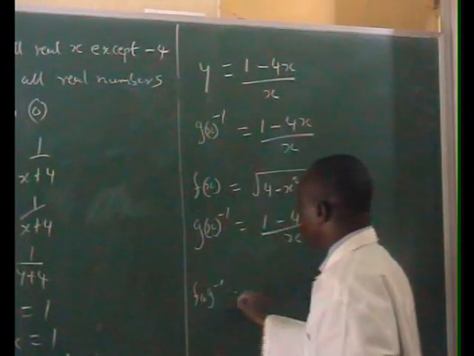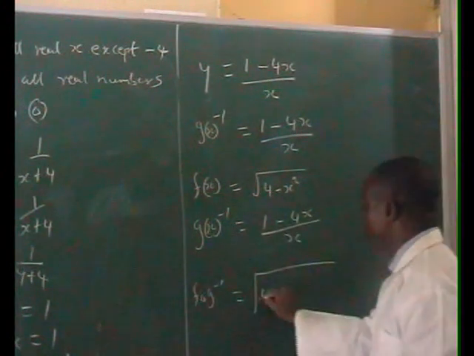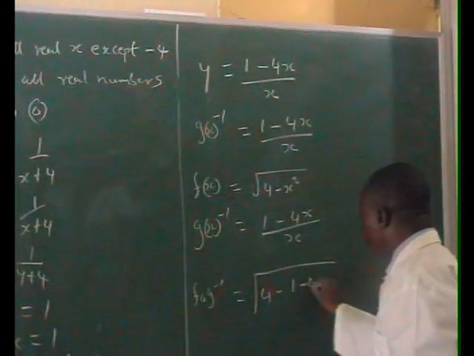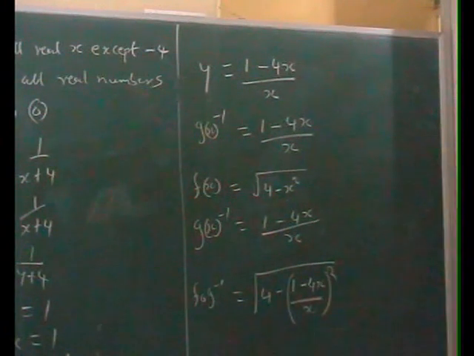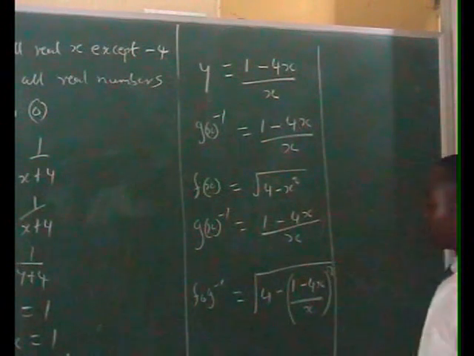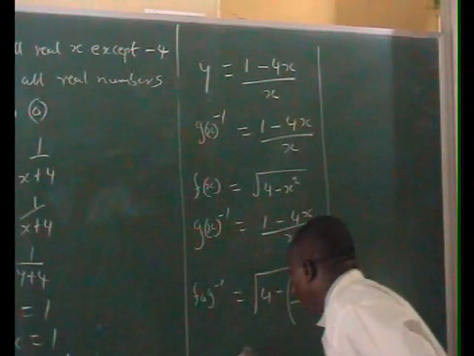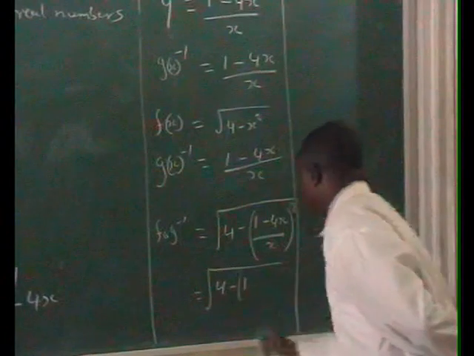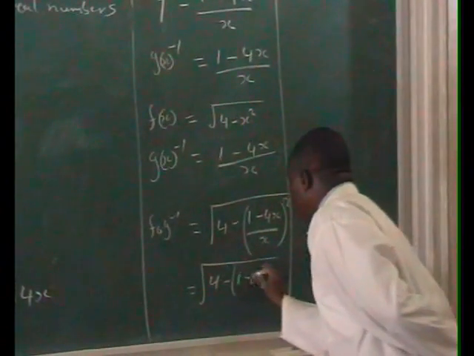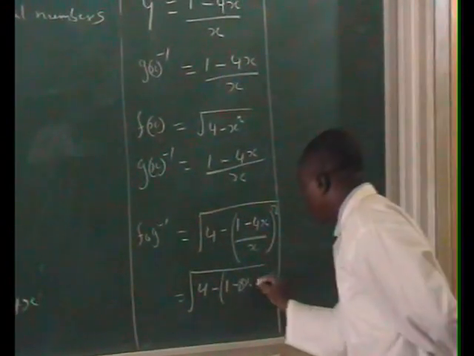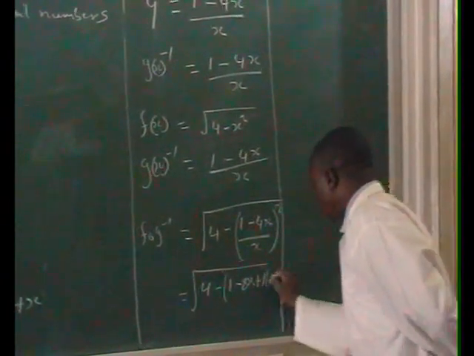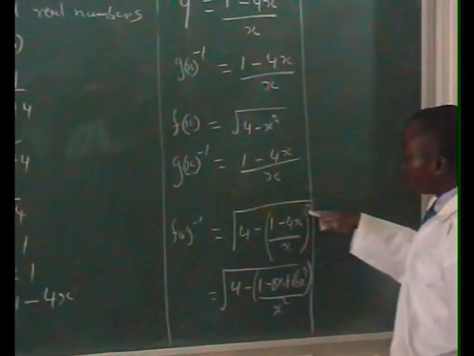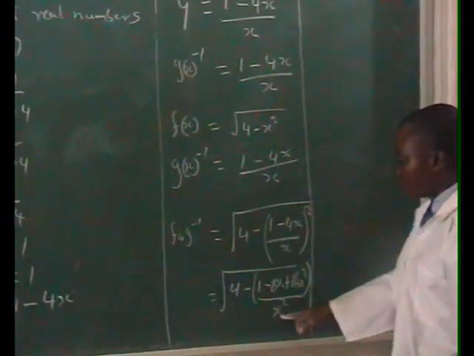It means we will have that f composite G inverse will be equal to the square root of 4 minus, in place of x squared, I will substitute the rule of this. So we have 1 minus 4x all over x, squared. That is how it is. And if that happens, I will now expand here by binomial expansion. So we have the square root of 4 minus, expanding here will give me 1 minus 8x plus 16x squared all over x squared. Yes, that is how this place will be when expanded. This square will apply to this and also to this, so we have x squared on the downside.